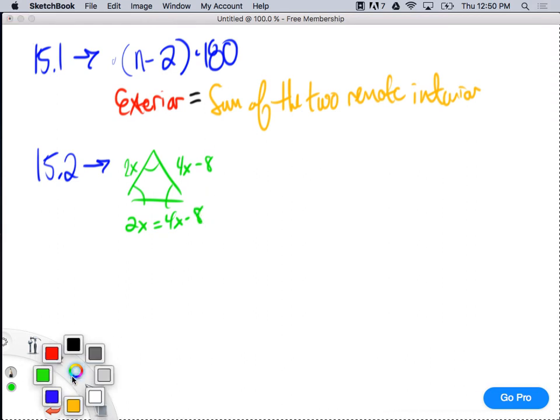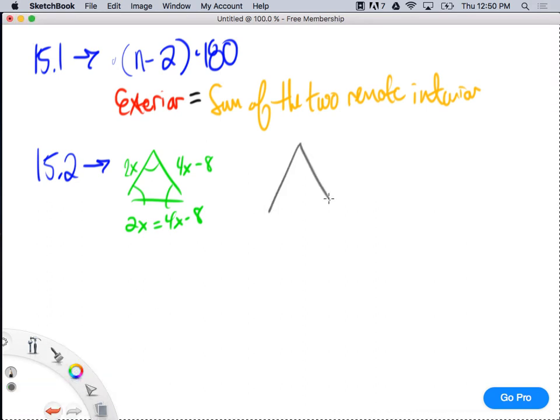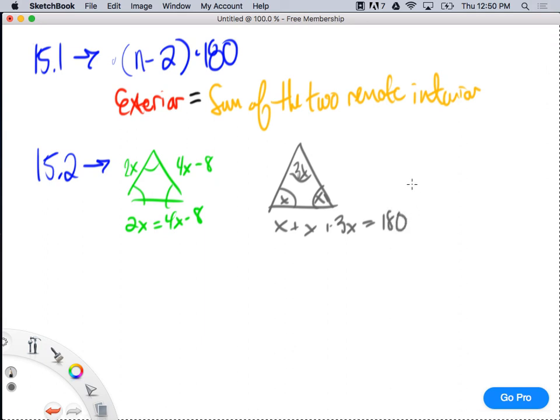And then the other thing was the isosceles triangle, where you'd have something like this, and this was x, and this was like 3x or something like that. And then you'd add them all up and set them equal to 180, right? And then the last thing, so that's the two things from yesterday. Last thing is 15.3. And what did we do today?